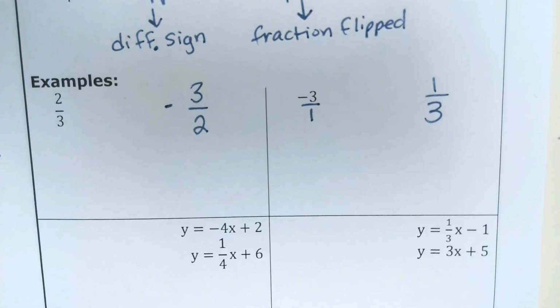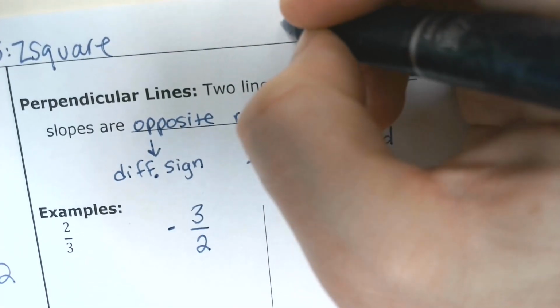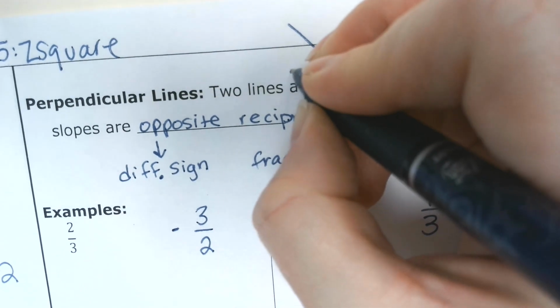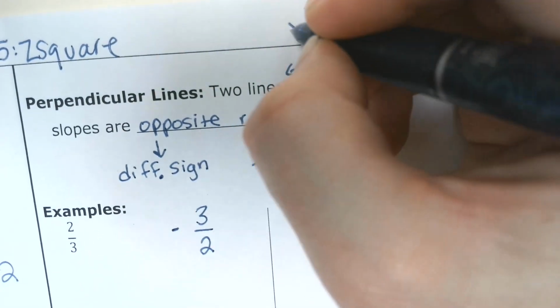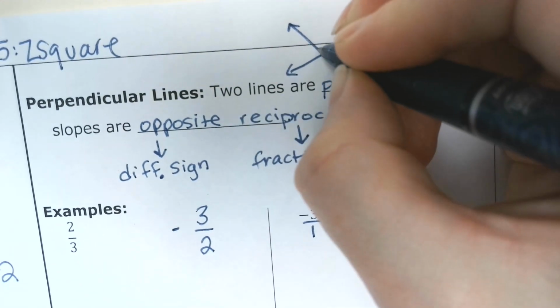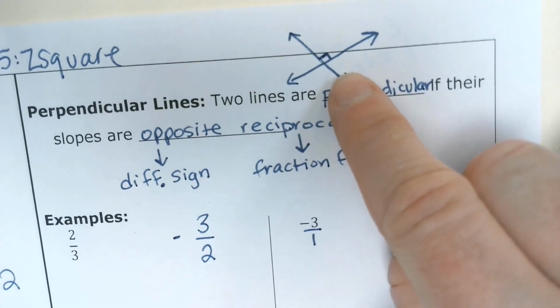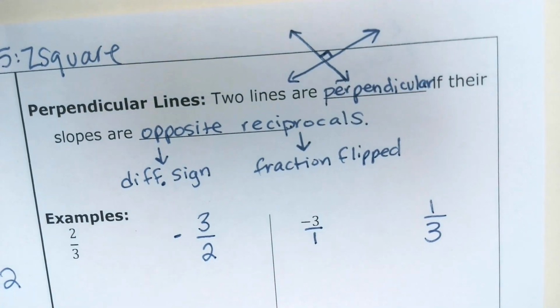In order for them to intersect, they have to be opposite signs. Well, not necessarily. They could both be positive, both be negative. But in order for them to intersect at a right angle, because perpendicular means you have 2 lines like this, where this is a right angle. That's what perpendicular means. It makes a 90-degree angle.